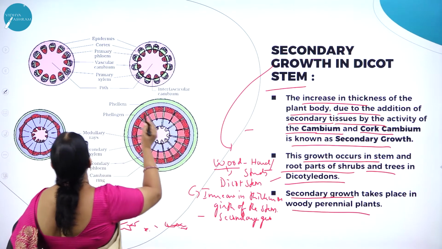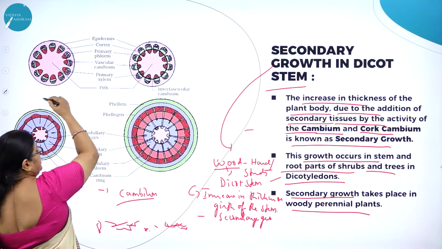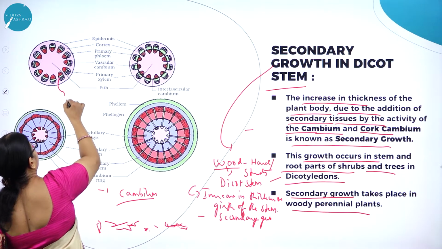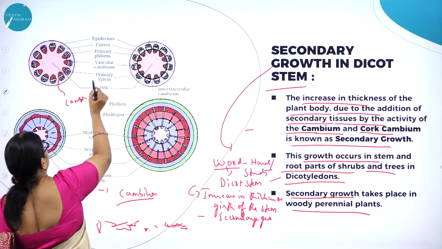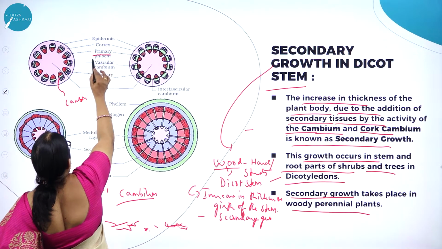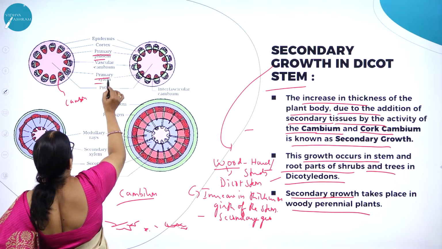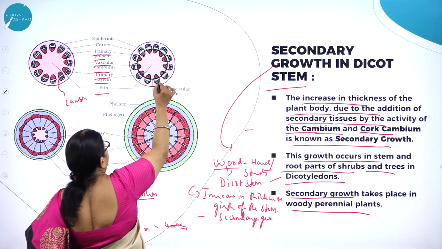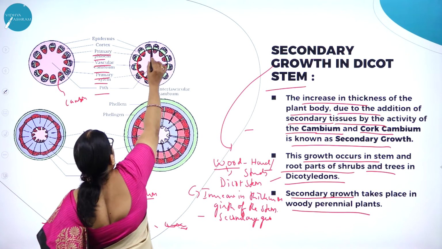So here you can see the dicot stem anatomy we have already studied. See the vascular bundles. Here you can see the cambium. Here you can see the primary phloem, then the primary xylem, then the vascular cambium and the pith. So here you can see the interfascicular cambium.